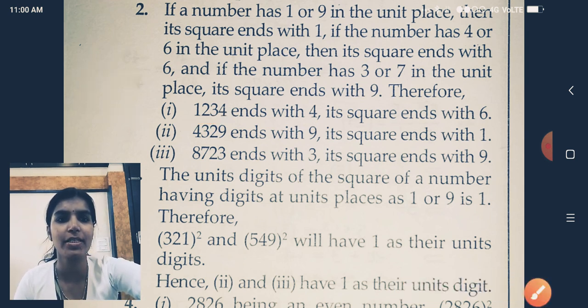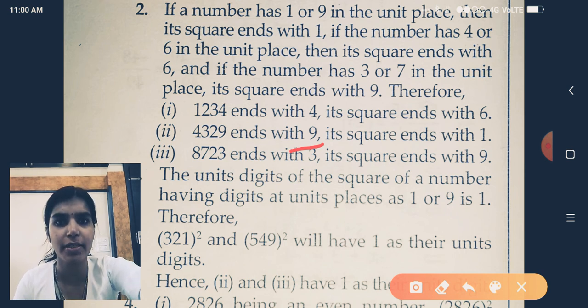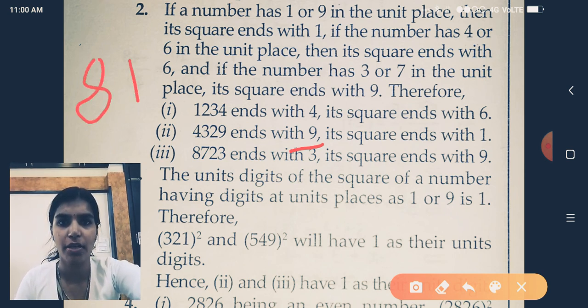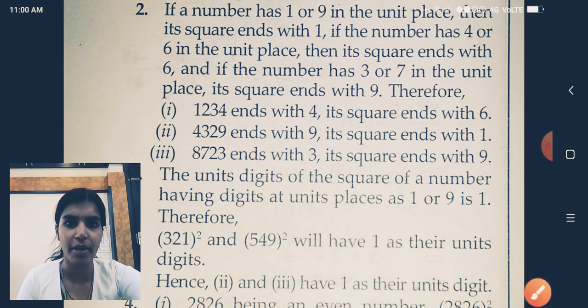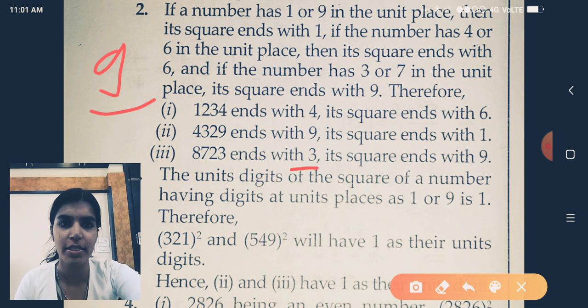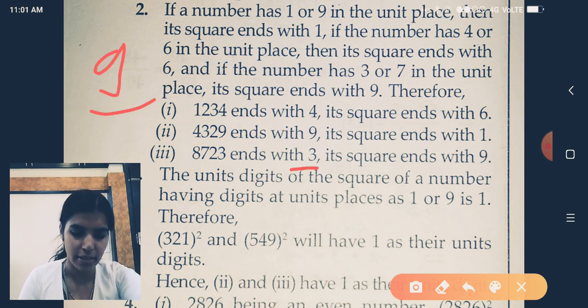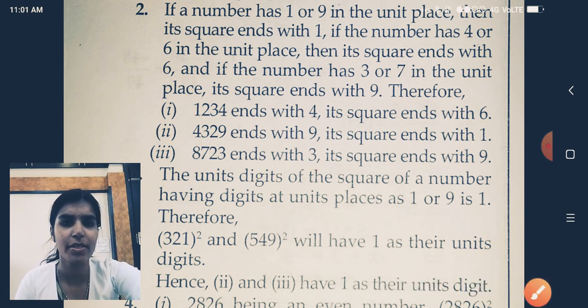Then we will see the second example. 4329 ends with a 9. So what is the square of 9? It is 81. So our unit digit of the square number is 1. Then the next example, 8723. It ends with the digit 3. The square of 3 is 9. So therefore our unit digit of the square number is 9. Understand? It is very easy. You just want to write down the square numbers. Then we will see the next example.